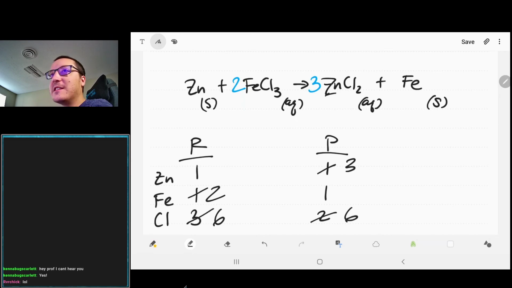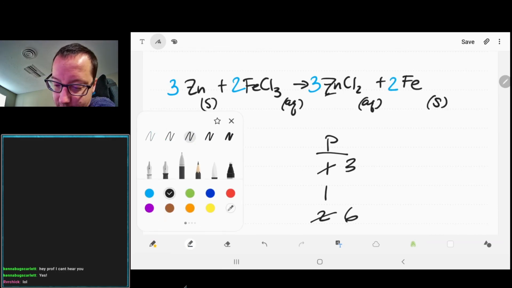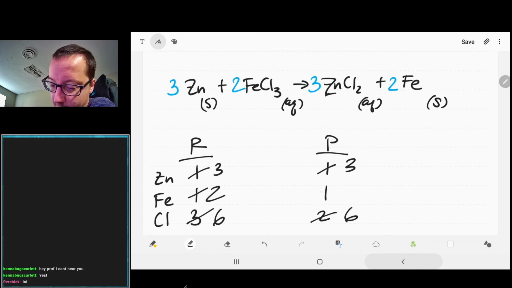So if we want these to be balanced, well, we can just make this one have 3. That'll take care of the zinc. And if we make that one have 2, that'll take care of those. We can now check all of our atoms are in balance to each other. We have 3 zincs on each side, 2 irons on each side, and 6 chlorines on each side of this reaction. So now it is balanced.